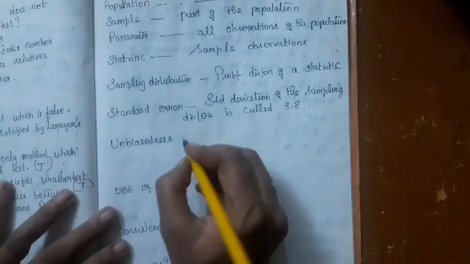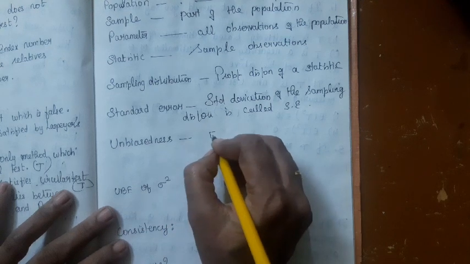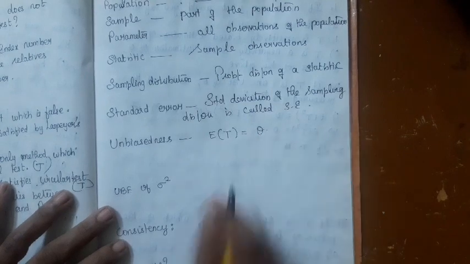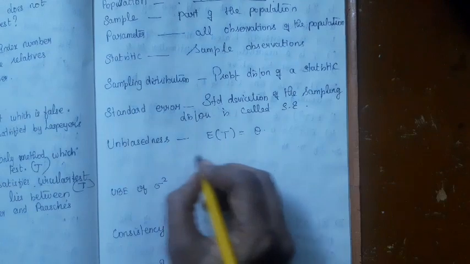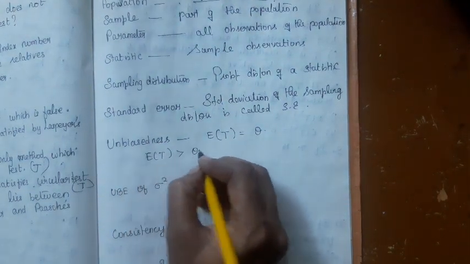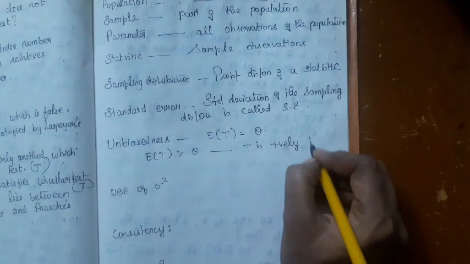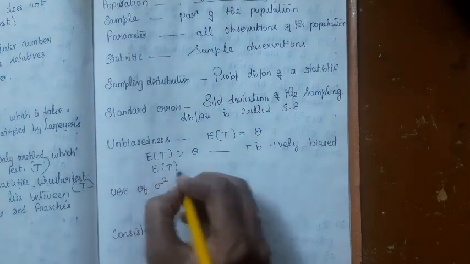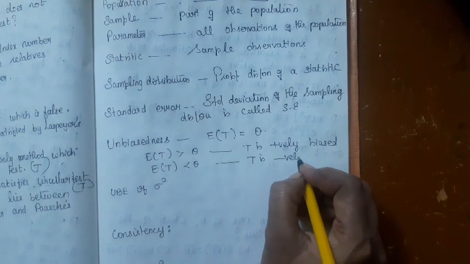Now, the first property of a good estimator is that it should be unbiased. An estimator T is called an unbiased estimator of the parameter theta if expectation of T is equal to theta. If expectation of T is greater than theta, then T is said to be positively biased. When expectation of T is less than theta, then T is said to be negatively biased.